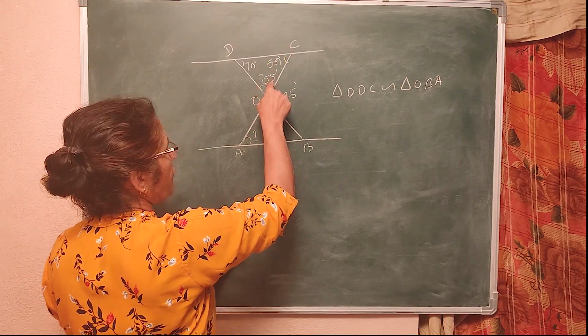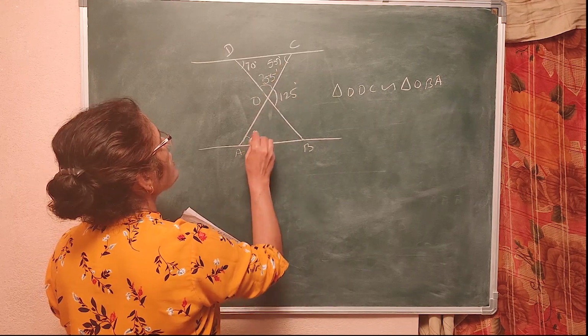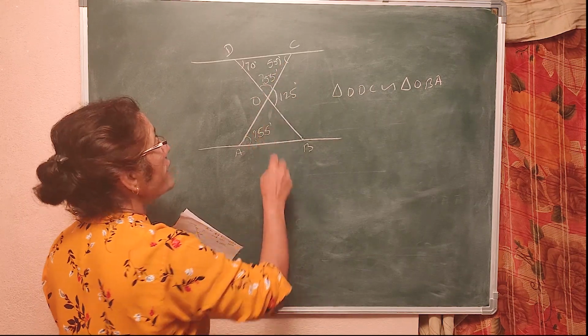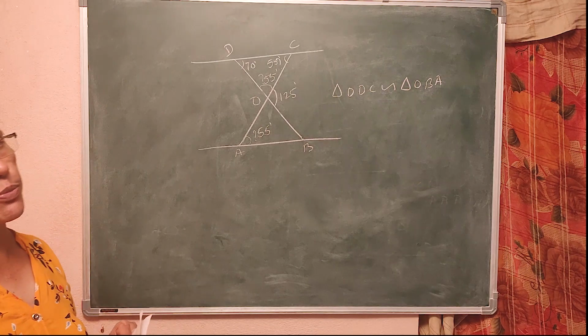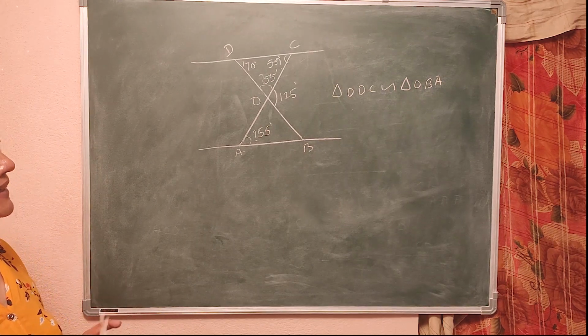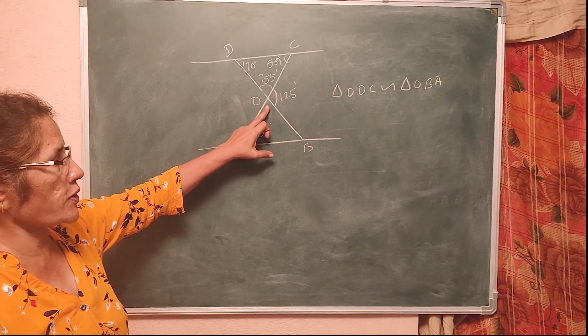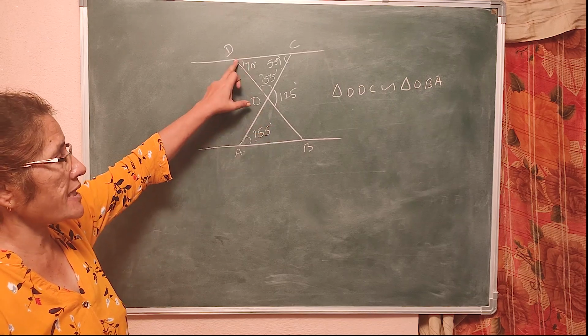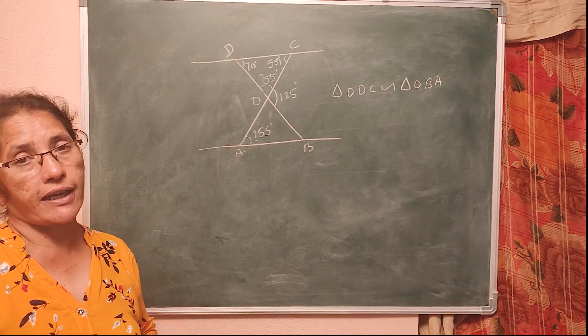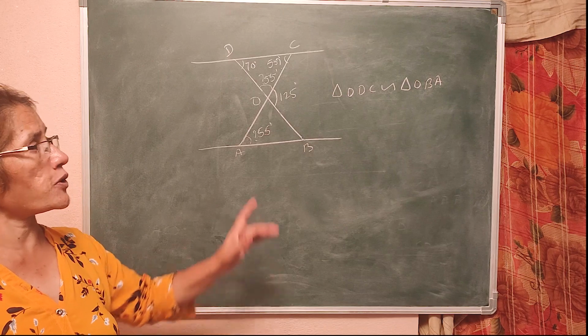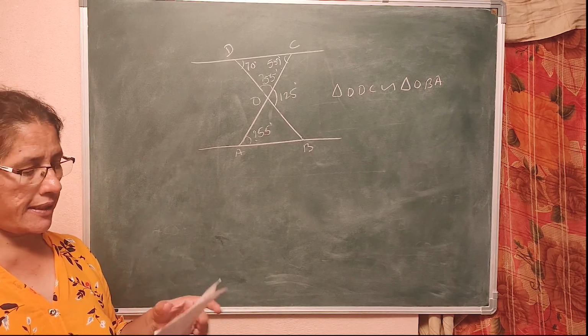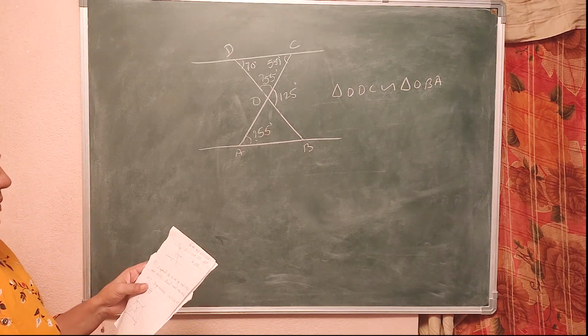When this is 55, this is also 55. Why? They are corresponding angles. Right? If this is 55, this is also 55. If this is 70, this is also 70, by corresponding angles of similar triangles. Next, let me discuss one more.